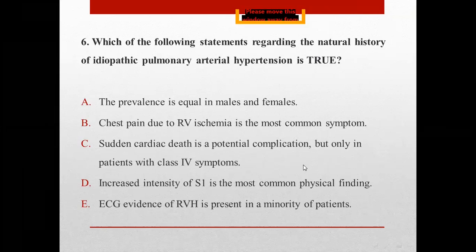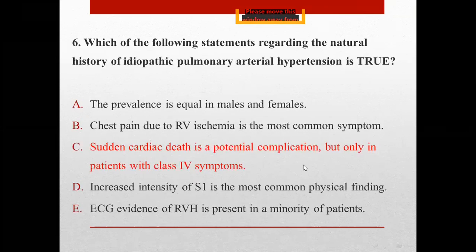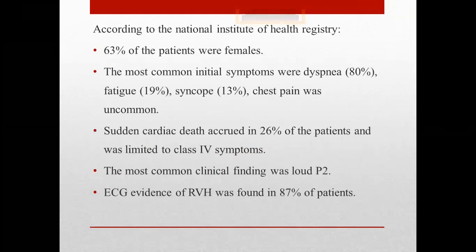So I can see that most of us have chosen the answer C. So let us see the correct answer. It is actually C. So only C is correct. Sudden cardiac death is a potential complication, but only in patient with class 4 symptoms.